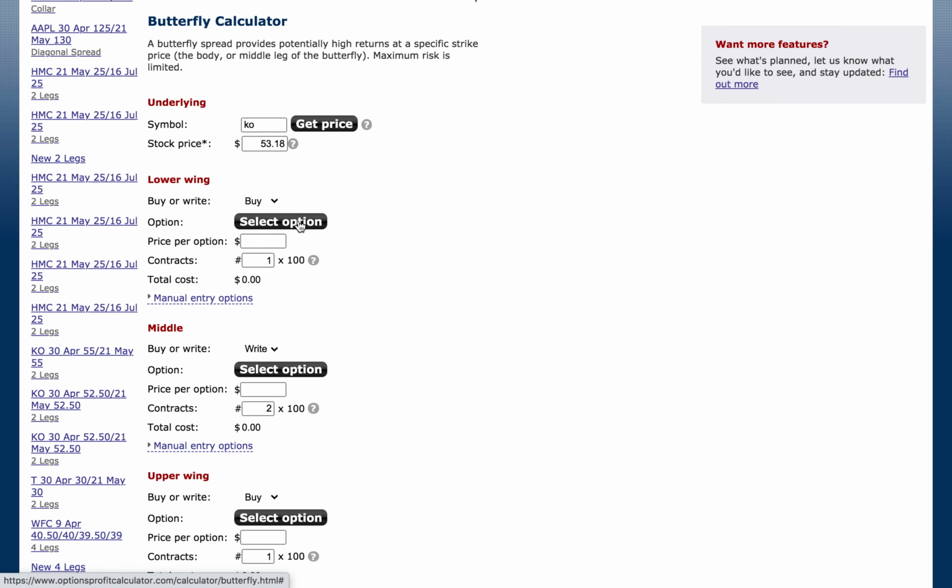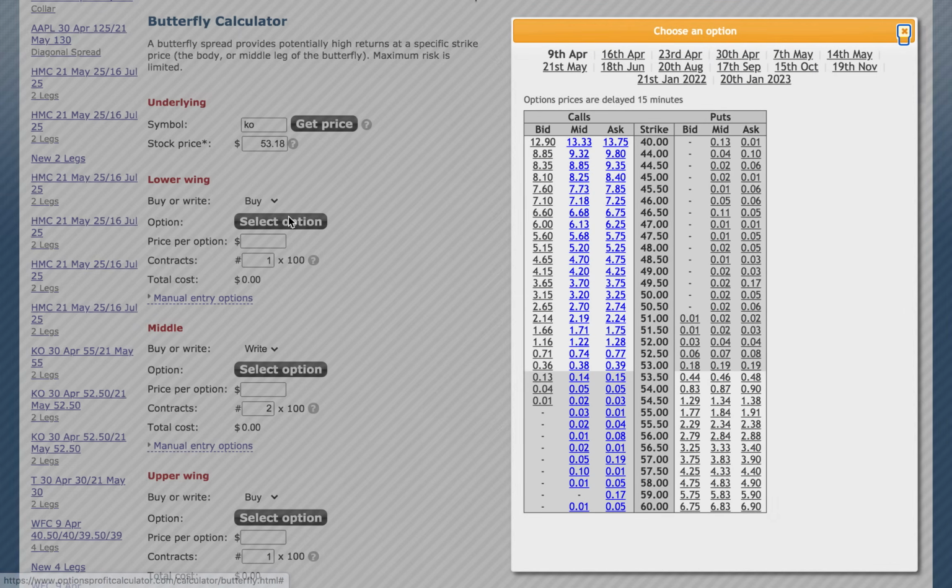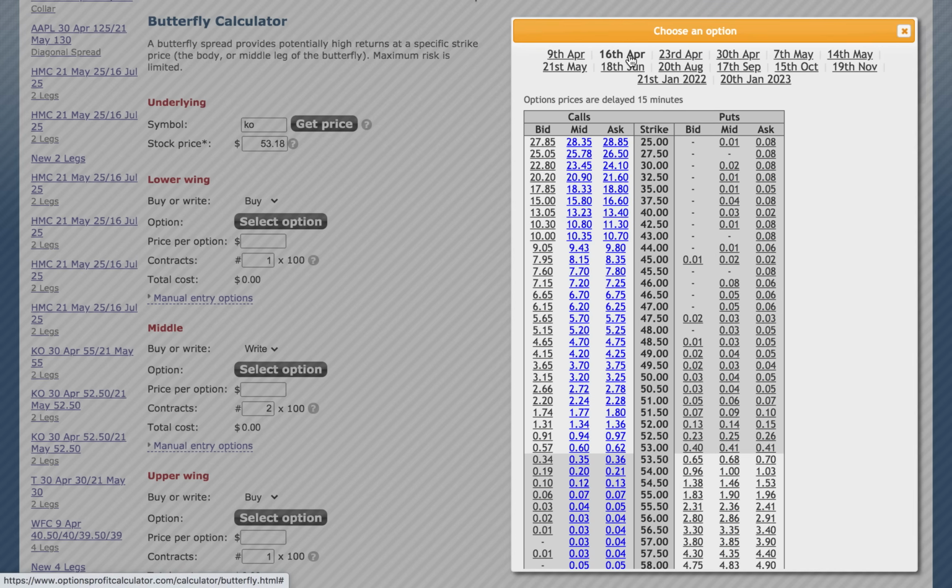And again, they're all the same type. So let's buy the lower wing here. We're going to do the exact same trade we just set up. So remember, we chose the expiration date of April 16th. Make sure that your expiration date is the same and that it's correct.